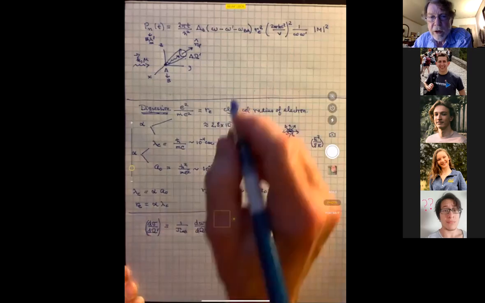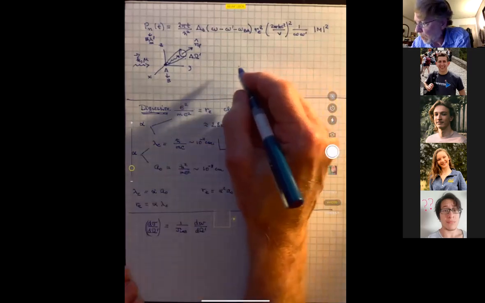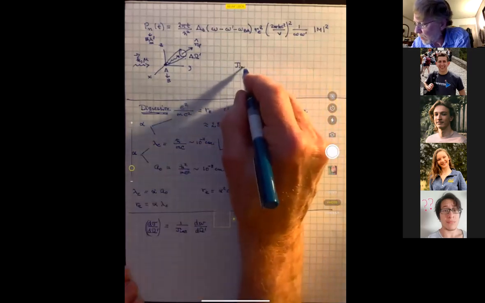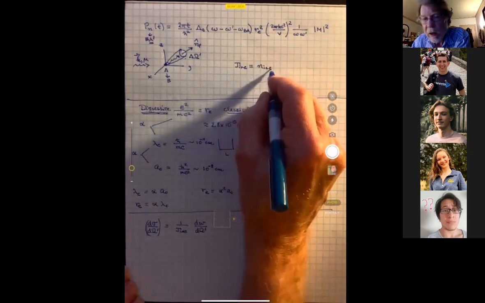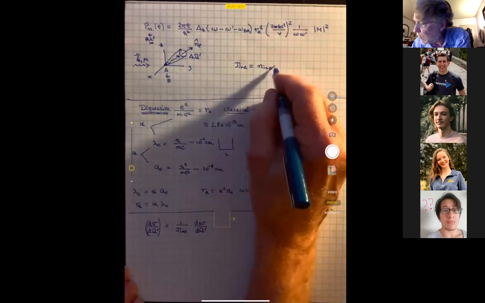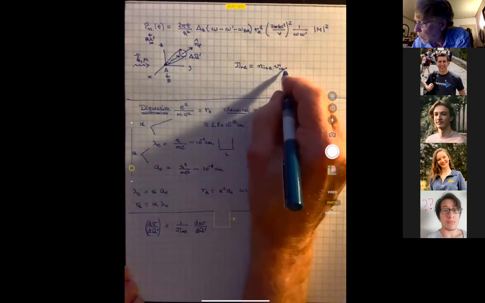Let's make a little digression. We have space up here to do it on the incident flux. The incident flux is the number of incident particles per unit volume, which I'll call n incident, times the incident velocity, which I'll call v incident.